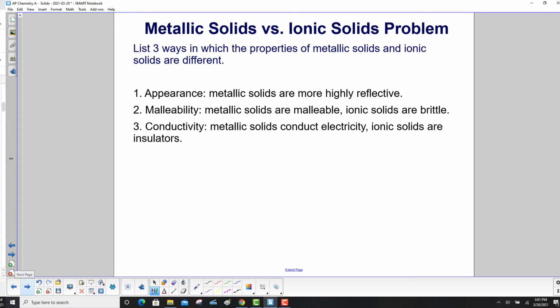List 3 ways in which the properties of metallic solids and ionic solids are different. Appearance. Metallic solids are more highly reflective. Malleability. Metallic solids are malleable. Ionic solids are brittle. Conductivity. Metallic solids conduct electricity. Ionic solids are insulators.